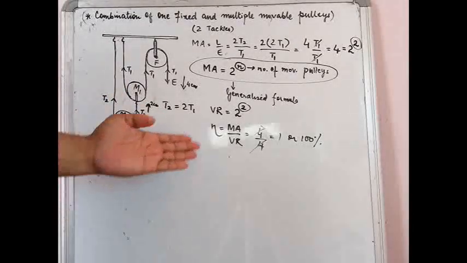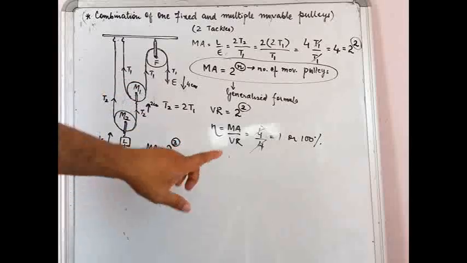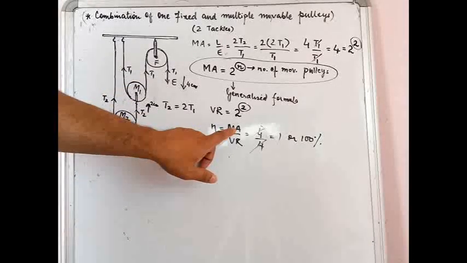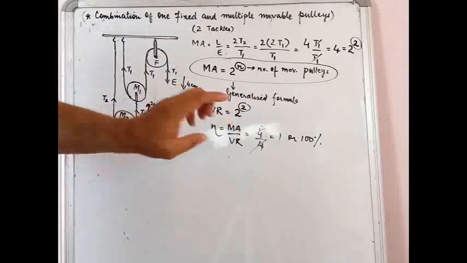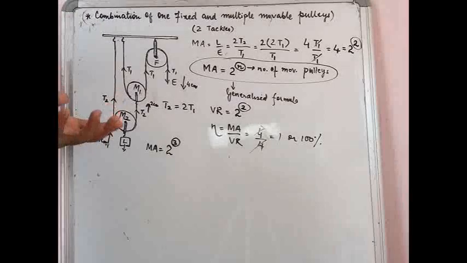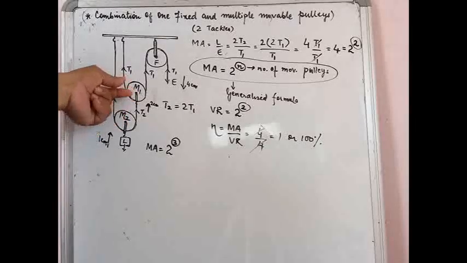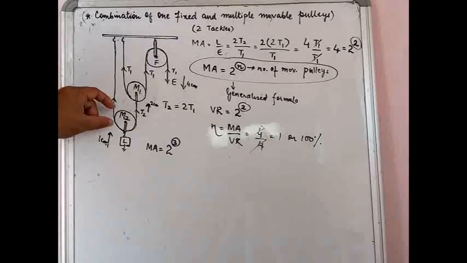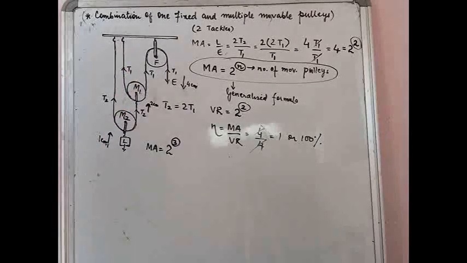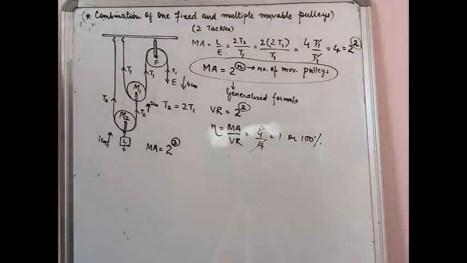In all practical cases, efficiency value will be less than 100%, and that will only be possible when MA drops below 4. Okay, VR will not change. VR will remain 2 raised to the power 2. It is MA which will reduce because of a number of reasons which I have already explained. We generally neglect the weight of these movable pulleys, but that weight is not zero. It is never practically zero. Okay, so we are basically not incorporating the weight of the movable pulleys. That is why in ideal case scenarios we always get efficiency as 100%.